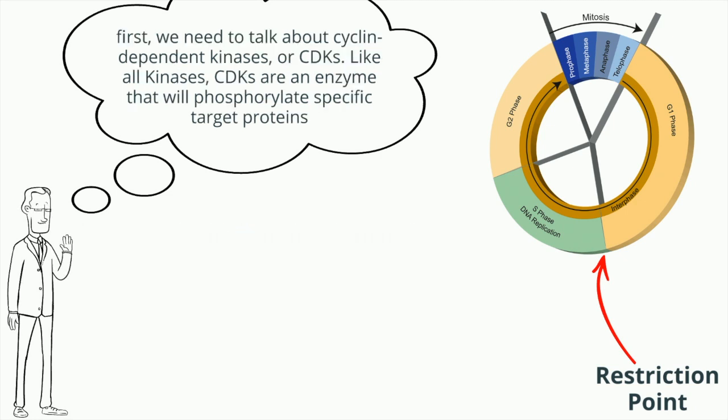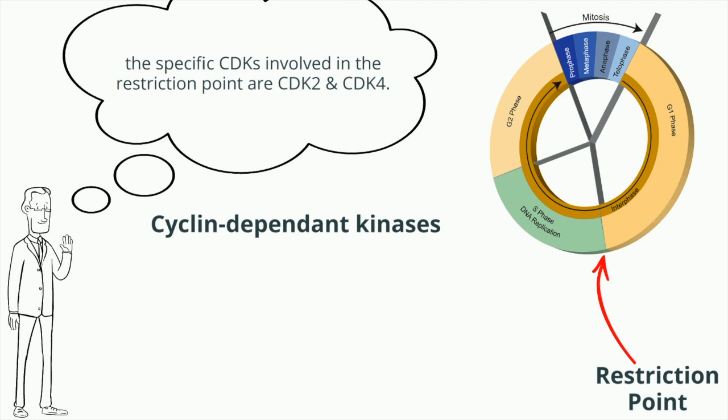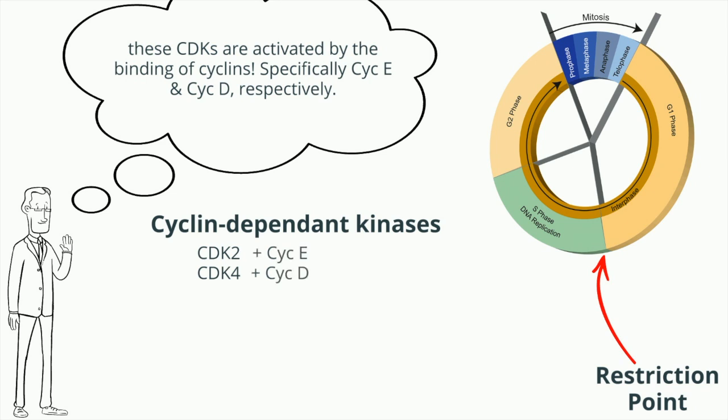First, we need to talk about cyclin-dependent kinases, or CDKs. Like all kinases, CDKs are an enzyme that will phosphorylate specific target proteins. The specific CDKs involved in the restriction point are CDK2 and CDK4. These CDKs are activated by the binding of cyclins, specifically E and D.